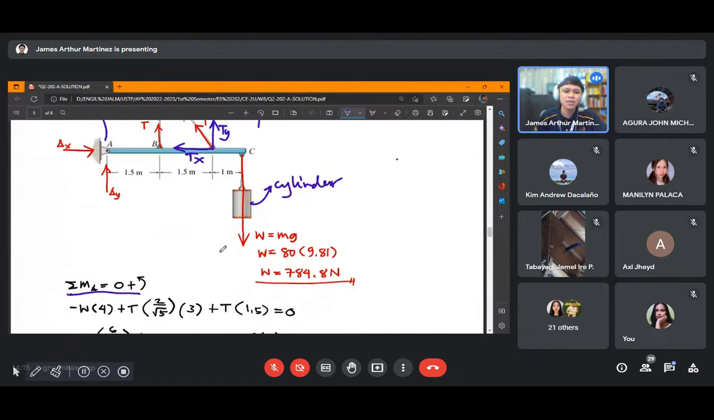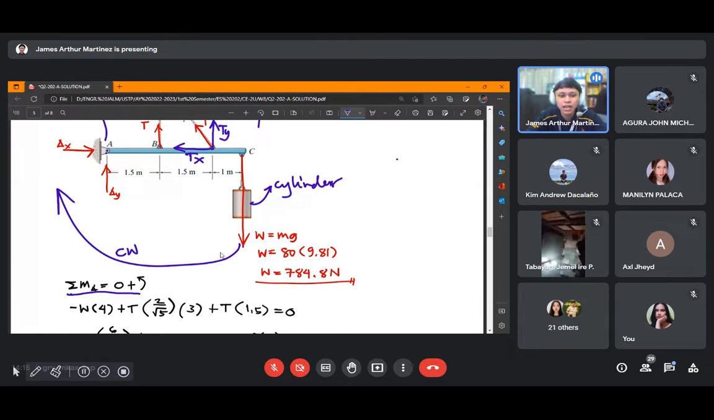You have here summation of moment at point A. So from kaning W, weight of your cylinder will produce rotation with respect to point A that is clockwise. So negative W times 4, since 1.5 plus 1.5 is 3 plus 1, so 4 meters. 4 meters is the moment arm of your weight force. Negative since counterclockwise nato is positive ato ang assumption.